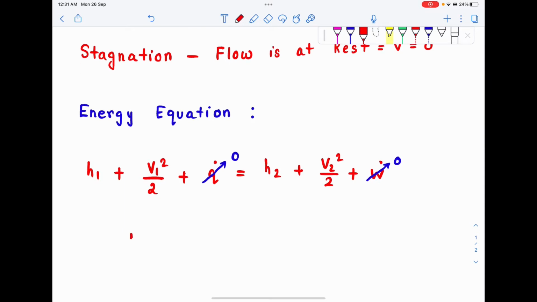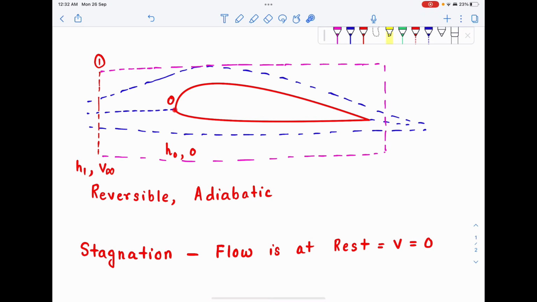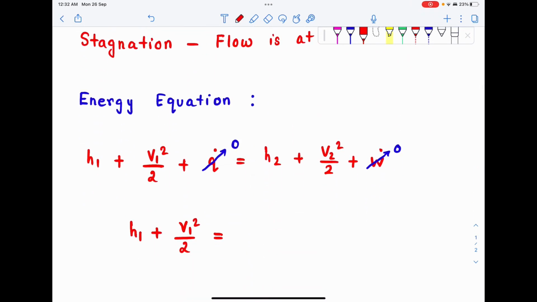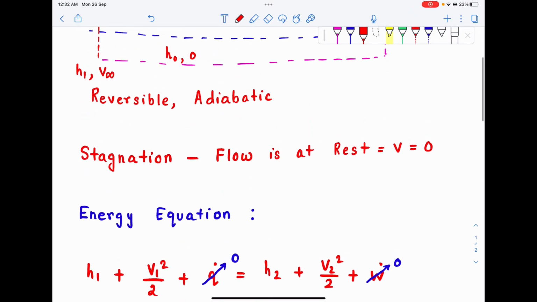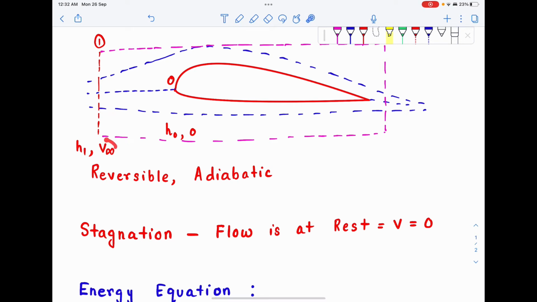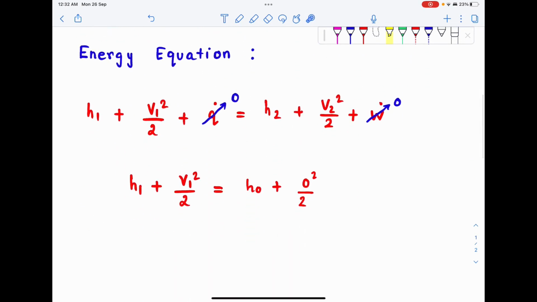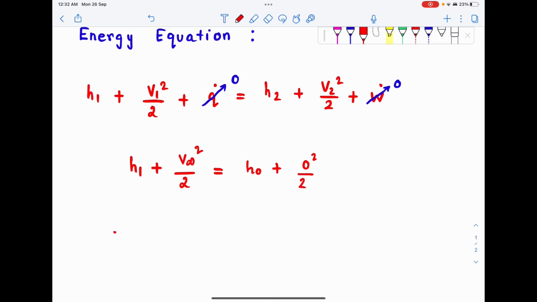So at point 1, our enthalpy is H1 plus V1 square by 2. This will be equal to the enthalpy at point 2 plus V2 square by 2. What is point 2? Point 2 over here can be taken as point O. So what is the enthalpy at point O? H naught plus what is the velocity at point O? 0, so 0 square by 2. At cross section 1 our velocity was V infinity, so instead of V1 I am substituting V infinity. So from here I can write H1 plus V infinity square divided by 2 is equal to H naught.